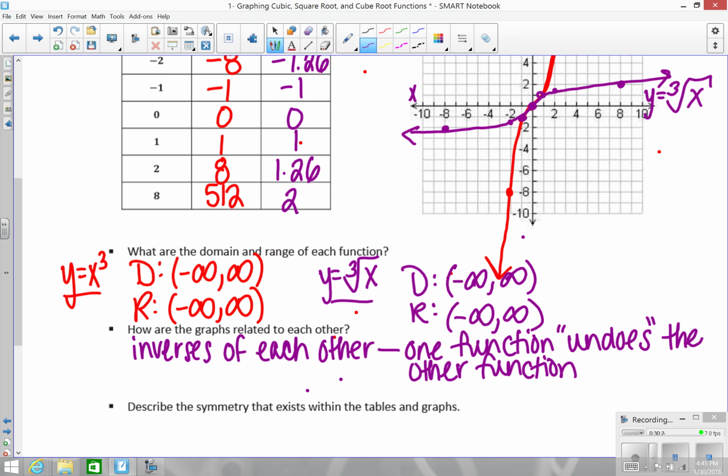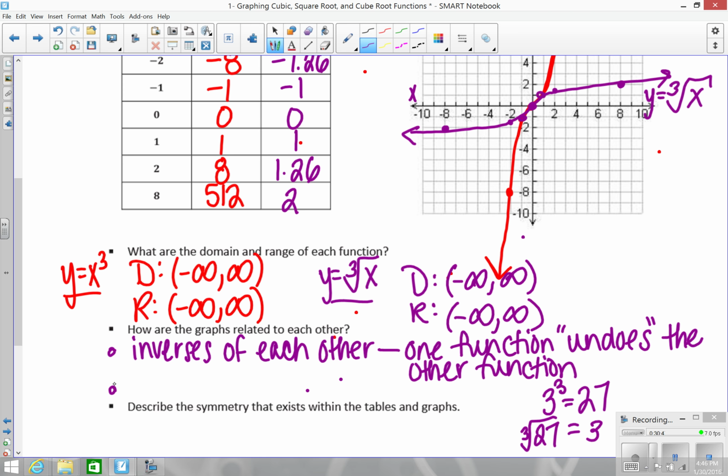Meaning, if I take 3 cubed, I get 27. If I take 3 and plug it into the first function in red, you get 27. Take 27, plug it into the second function, which is a cube root, and you get 3. So they undo each other in that way.